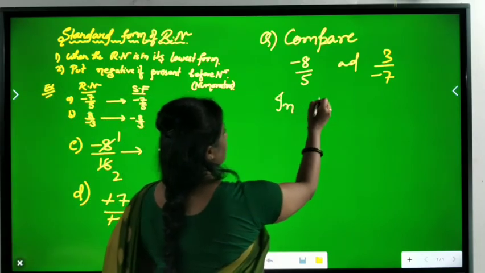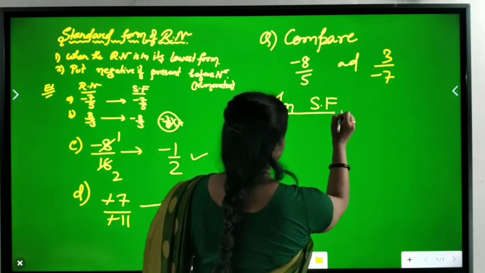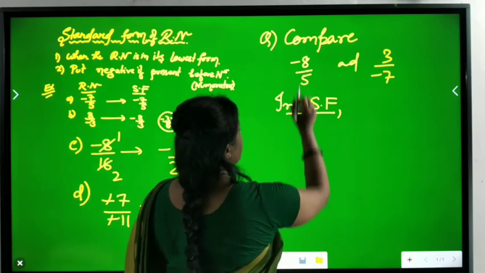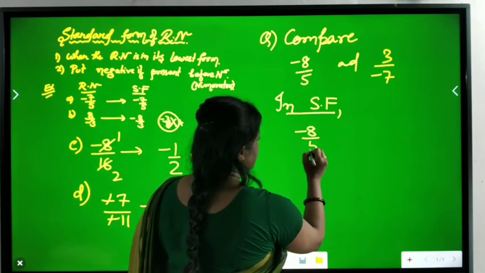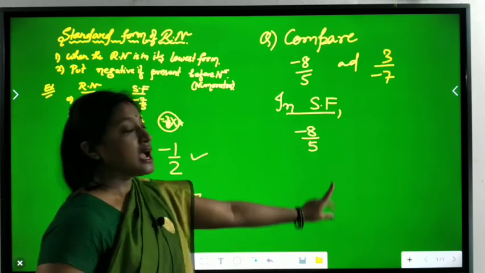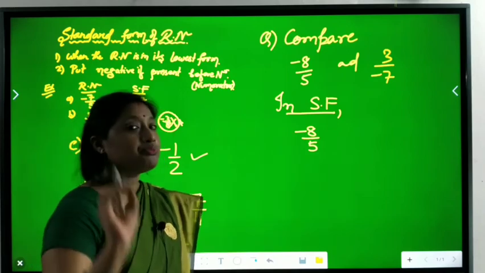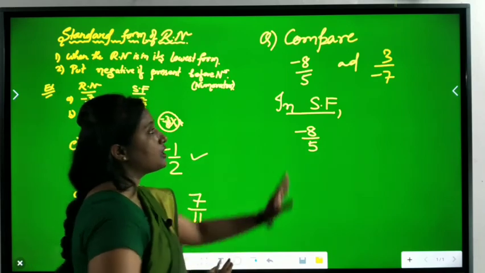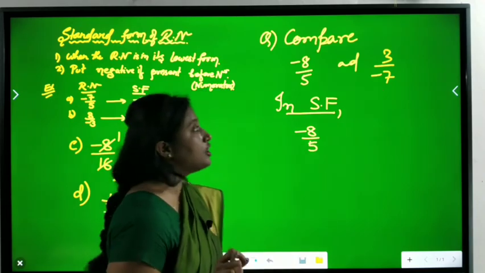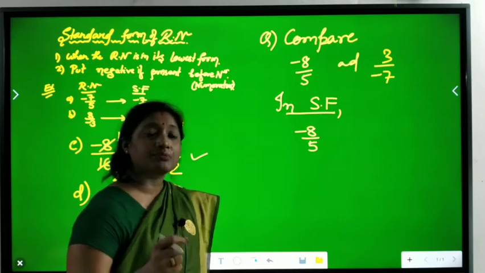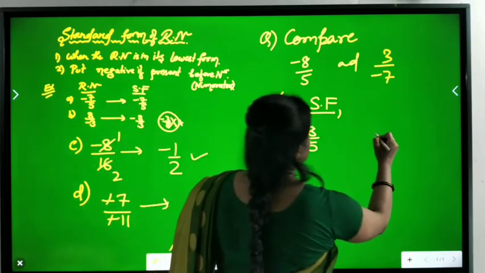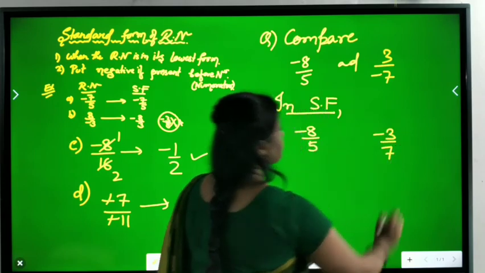So, in standard form, that is SF, I have written in short SF. Minus 8 by 5 is already in standard form. Nothing is common between 8 and 5, so this is in the lowest form, and the negative sign is placed before the numerator, so this is in standard form. But the second one, 3 by minus 7, you can see that the negative sign is before the denominator. So we will move it to the numerator. So this will be minus 3 by 7.